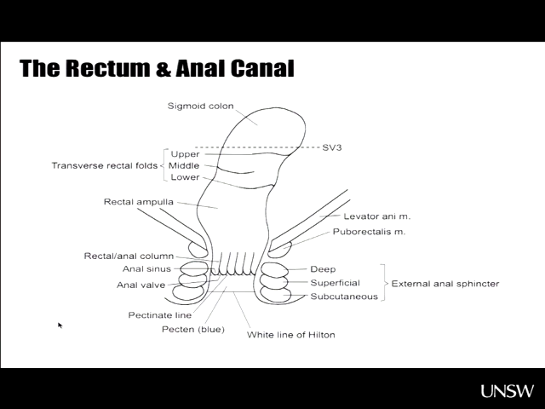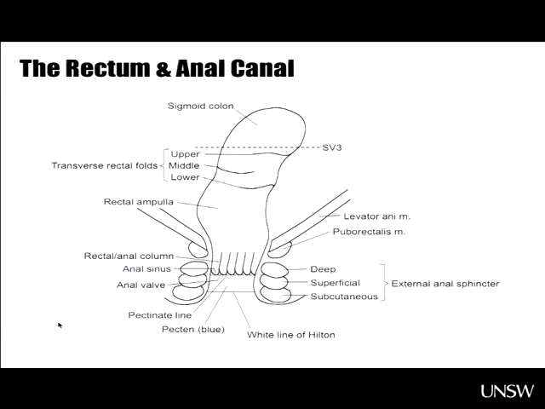Another line of demarcation that you'll hear about is called the white line of Hilton, which is very, very hard to see. I can't say that I've ever seen it reliably on any specimen, but it's always mentioned because it's a line of demarcation between non-keratinizing squamous epithelium above that line and keratinizing squamous epithelium below that line. So in other words, true skin is below the white line of Hilton, non-keratinizing skin is above the white line.